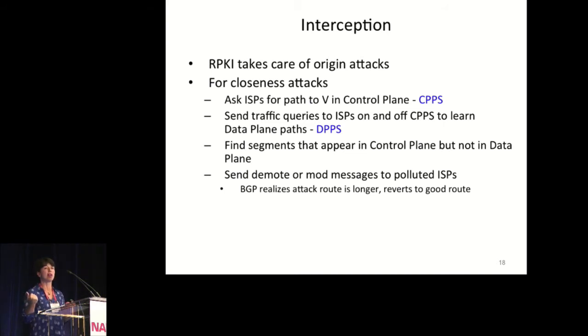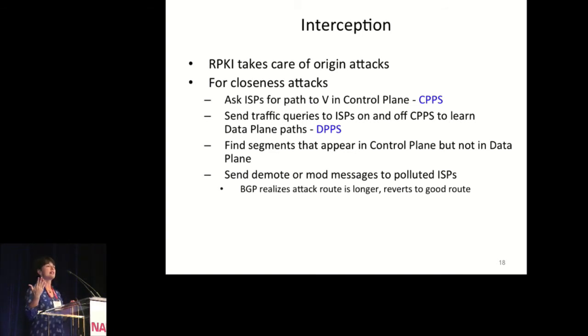Using SENSS, the victim can ask the deploying ISPs for their control plane path, so it asks about routes, and it forms this control plane path set, CPPS. It also can ask about the data plane path, about where traffic is coming and going when it's going to the victim's prefixes, which neighbors of the ISP send and receive this traffic. And from that, it forms the data plane path.